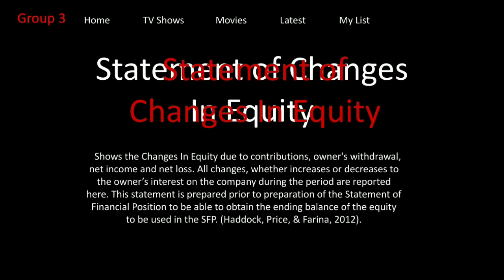Okay, moving forward, we have here the statement of changes in equity. It shows the changes in equity due to contributions, owner's withdrawal, net income, and net loss. All changes, whether increases or decreases to the owner's interest in the company during the period, are reported here. This statement is prepared prior to the statement of financial position to be able to obtain the ending balance of the equity to be used in the SFP.